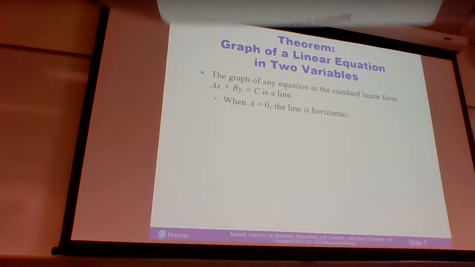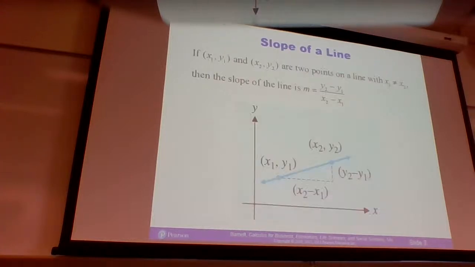If a is 0, which means the x is gone, and we have y equals, you'll get a horizontal line. If b is 0, the y is gone, you have x equals, that's a vertical line. You can graph it on the plane. Another thing to remember is slope formula. Remember, slope is y2 minus y1 over x2 minus x1. That's slope formula. Given 2 points, you can find the slope. All of you remember doing that.